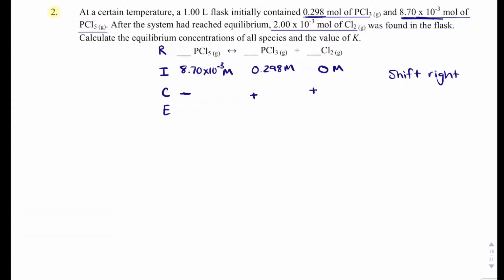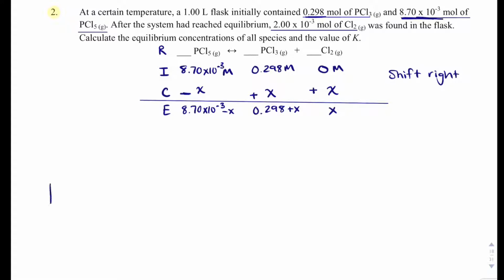I don't know how much I will be adding, but let's just call it X. For PCl5, I'll be subtracting X. The coefficient for PCl3 is the same as PCl5, so I know that it'll be the same ratio. And Cl2 has the same coefficient, so that is X. And then I can think of this as adding up the initial and the change. So this is 8.70 times 10 to the minus third minus X, 0.298 plus X. This is just X.